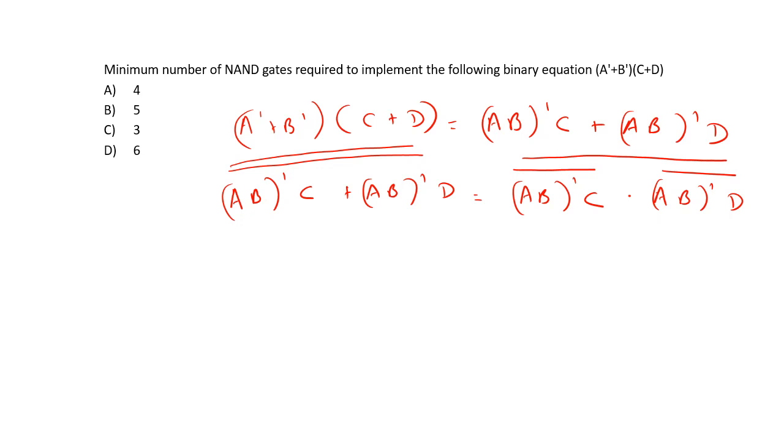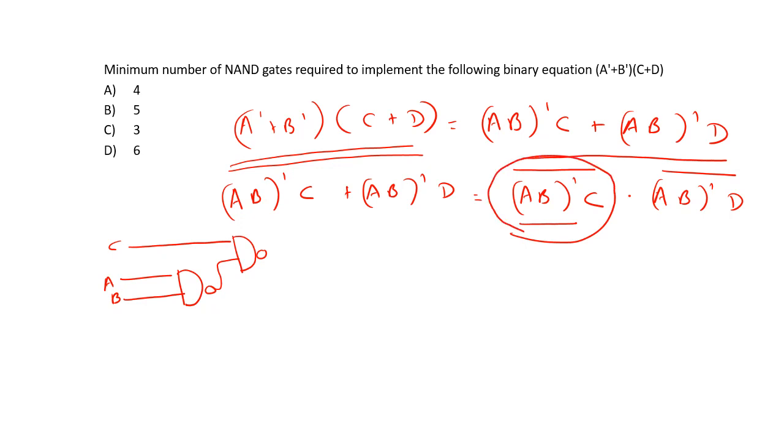This can be implemented using 4 NAND gates. With A and B as inputs, we implement AB the whole bar. Then, using that as output and one more input C, we can make AB the whole bar into C the whole bar. This would be essentially this whole expression. Next, we already have the AB the whole bar output here, and using D as the next input, we can rewrite it as D.